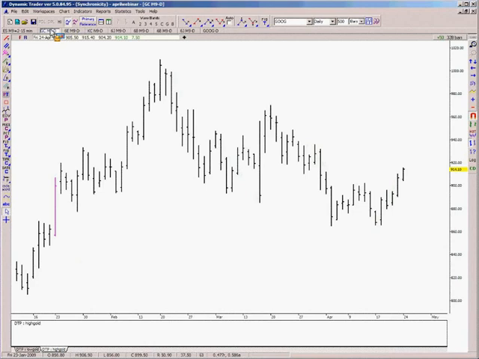Okay, if you see in the upper left-hand corner where the GCM9 is lit up, that's the chart that I'm on.